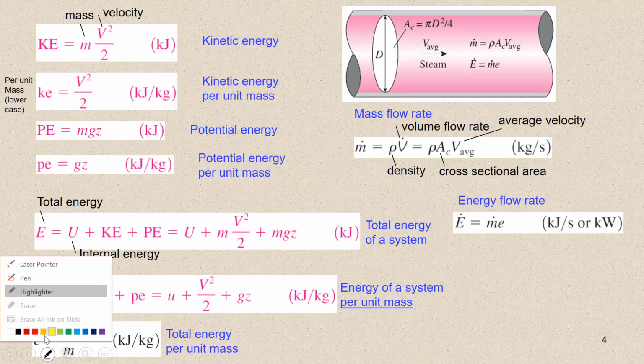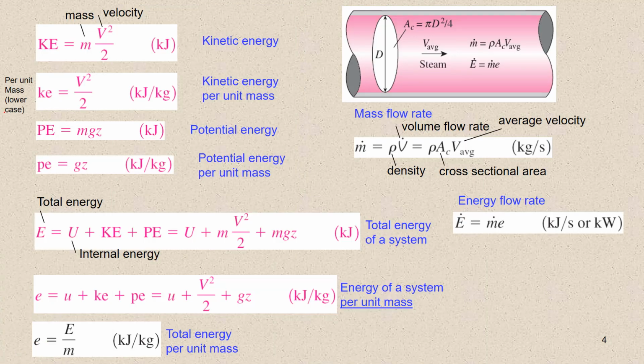The energy that a system possesses as a result of its motion relative to some reference frame is called kinetic energy. When all parts of a system move with the same velocity, the kinetic energy is expressed as simple m capital V squared divided by 2. Or on a unit mass basis, it is denoted as simple ke, which is equal to capital V squared divided by 2 in kilojoules per kilogram.